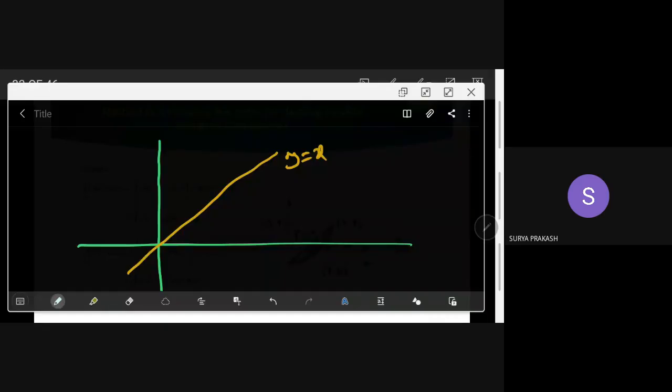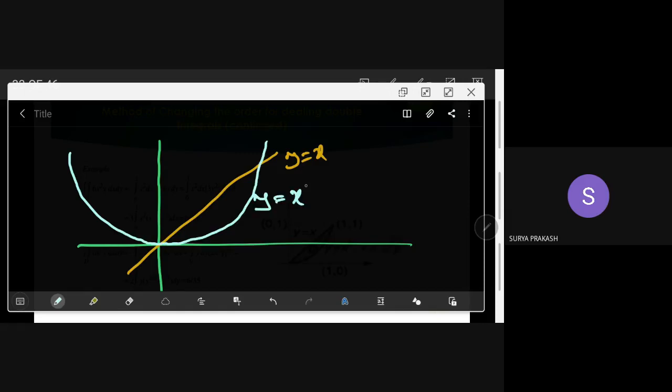So y is equal to x square is there. See here. So this is our y. Y is equal to x square.